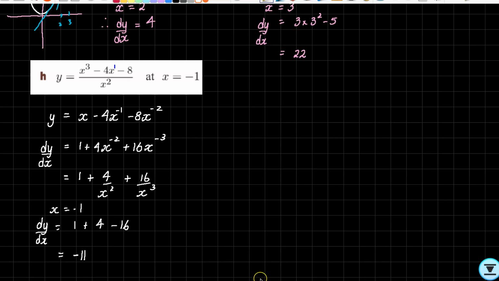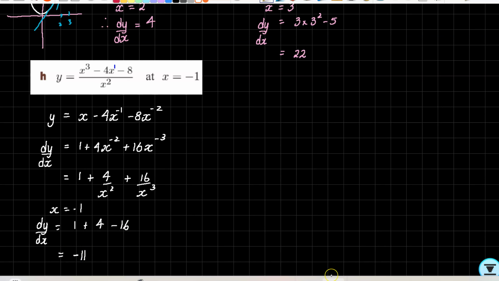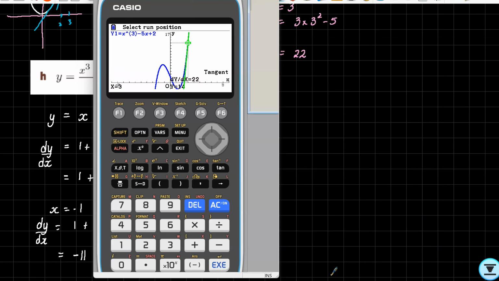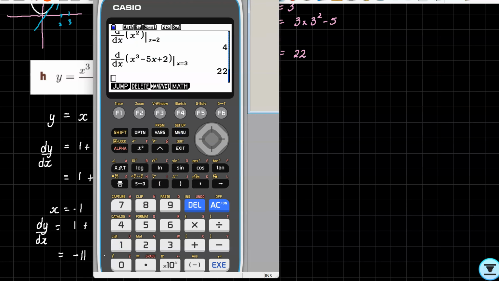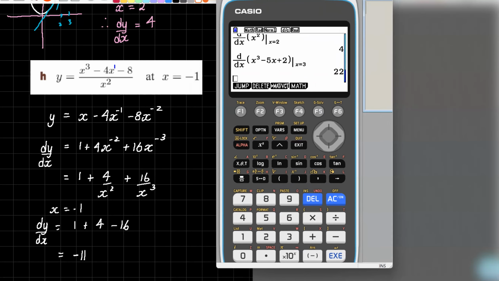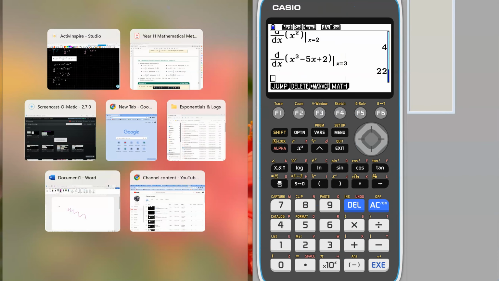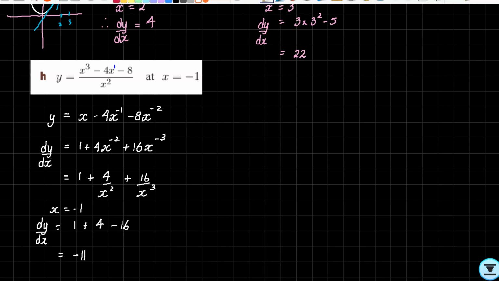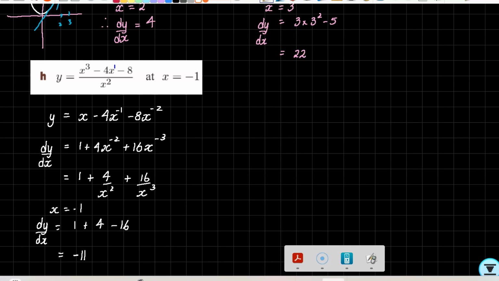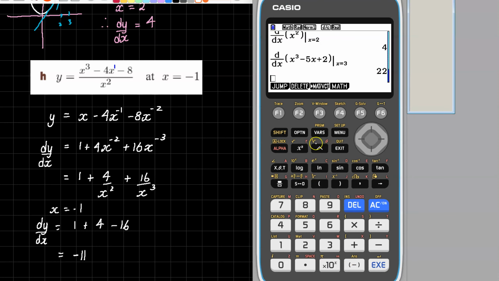Now if I wanted to check that using my calculator, my preference would not be to be in the graphing mode, okay? The graphing mode helps you if you're trying to find the equation. You can check it there. I would go back to main menu, okay? And do we remember how we get our function up? We will go option, calc, put in our derivative.